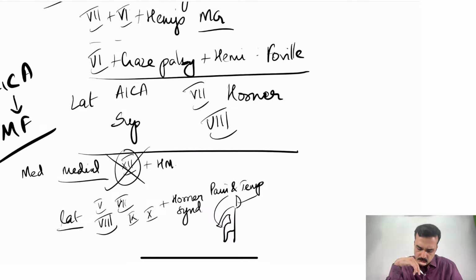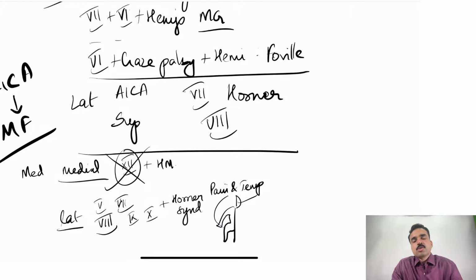Nobody answered for the nystagmus. It's convergence retraction nystagmus. That's the kind of nystagmus you see in patients of Parinaud syndrome. And finally, coming to medullary syndromes, in medial medullary syndrome, everybody knows there will be ipsilateral 12th nerve, hypoglossal nerve palsy.